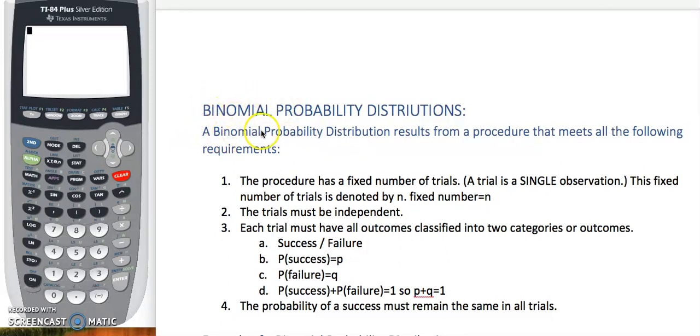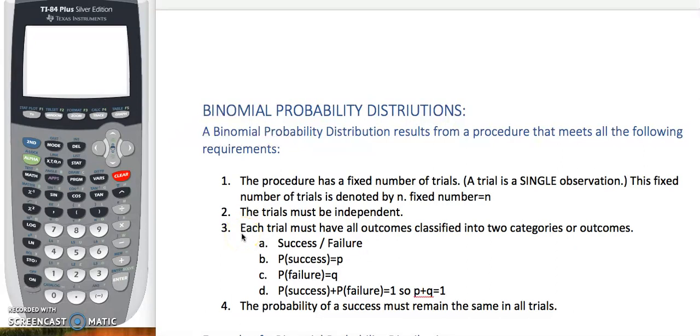A binomial probability distribution results from a procedure that meets all the following requirements. There are 4 of them. First being the procedure has a fixed number of trials, and a trial is a single observation. This fixed number is typically denoted by a lowercase n. The second requirement, the trials must be independent of each other. And what that means is the outcome of any individual trial doesn't affect the other probabilities in the trials.